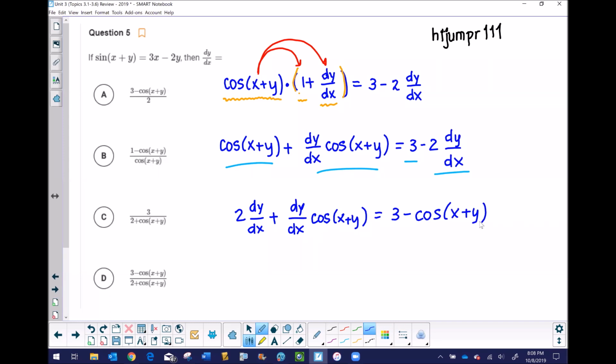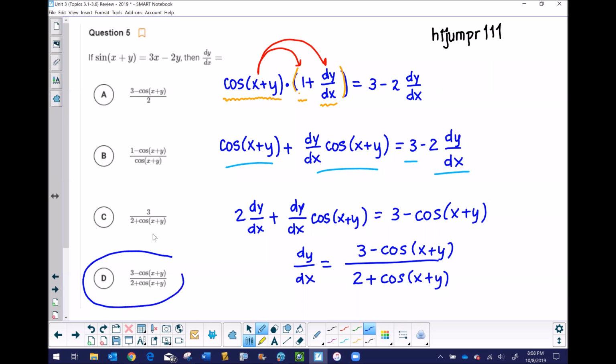All right. So what's happening now? You can factor out this dy over dx. That's going to be multiplied by 2 plus this cosine term. But isn't the 2 plus the cosine term just going to divide over and be in the bottom? Meanwhile, this 3 minus the cosine term is going to stay up on top. And then luckily for us, this does match choice D.